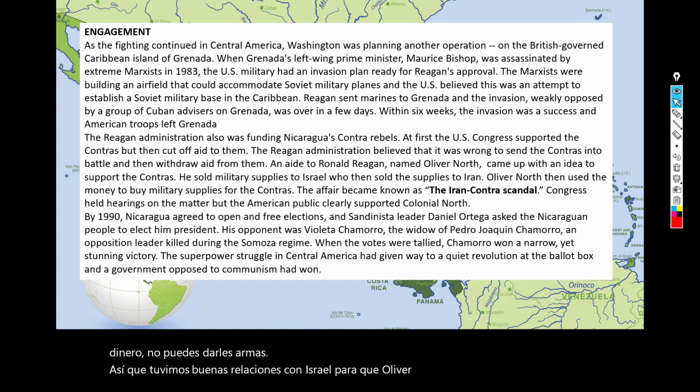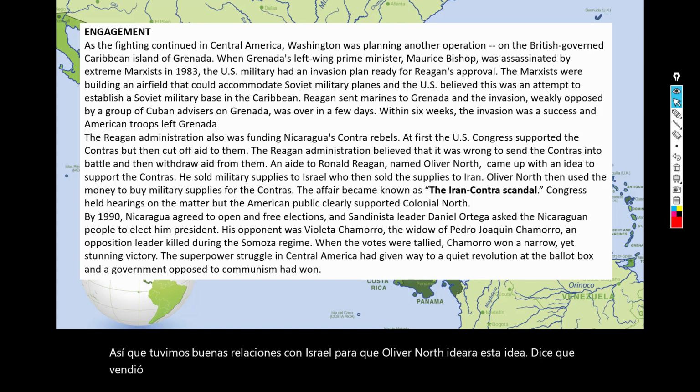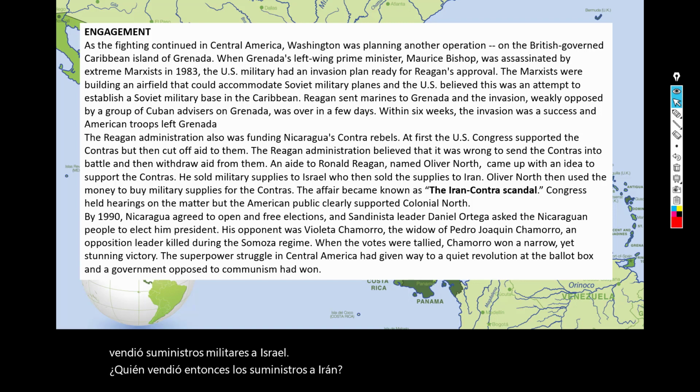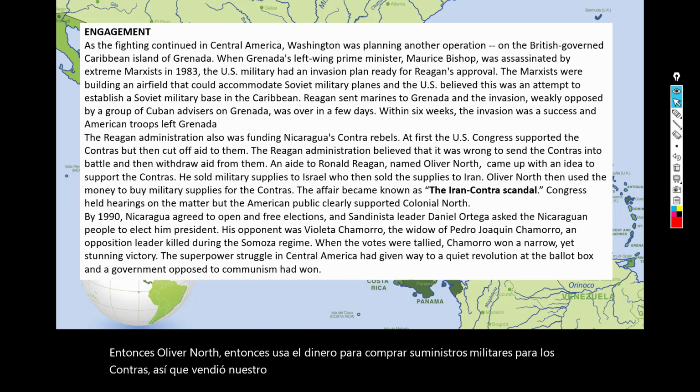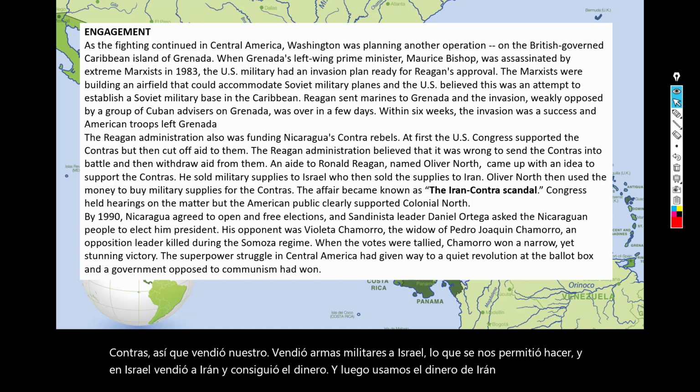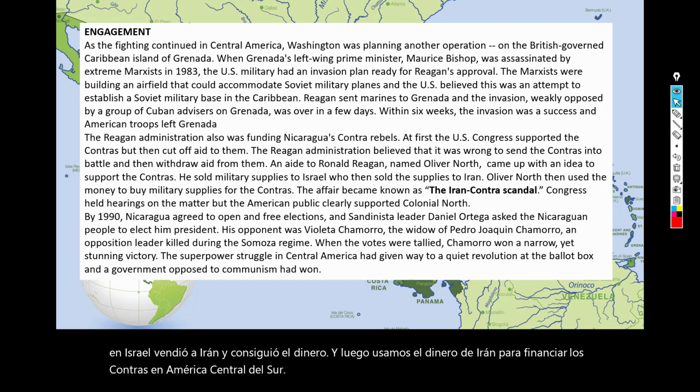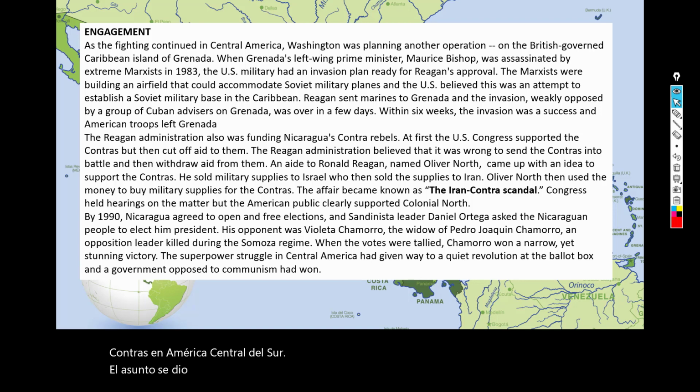He sold military supplies to Israel, who then sold the supplies to Iran. Then Oliver North used the money to buy military supplies for the Contras. So he sold military weapons to Israel, which we were allowed to do, and then Israel sold them to Iran and got the money, and then we used the Iran money to finance the Contras in Central America. The affair became known as the Iran-Contra scandal.